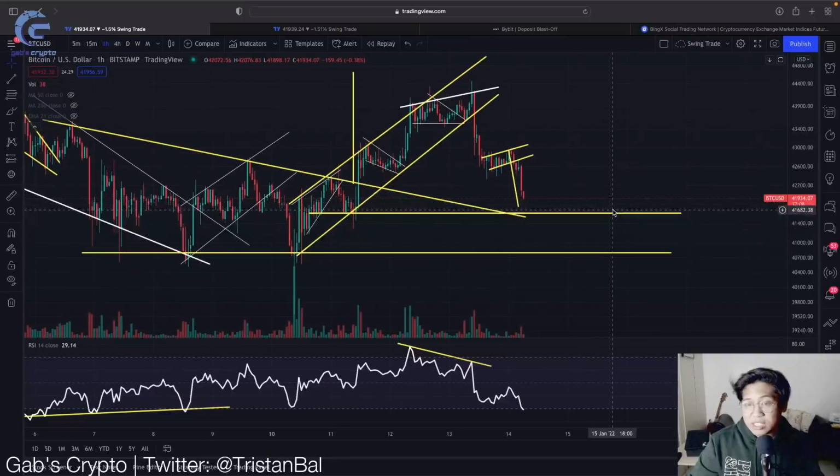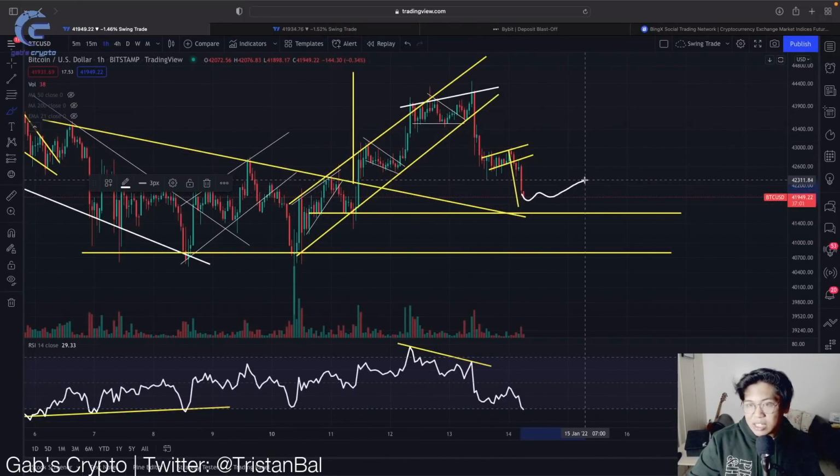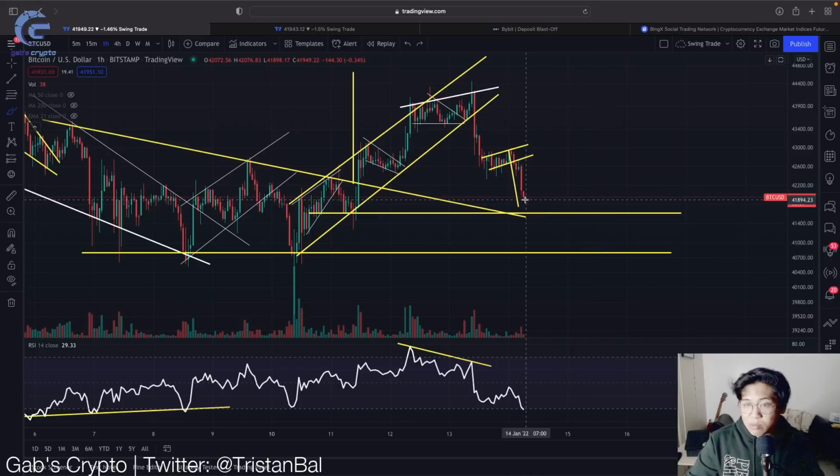But right now, what do we need to expect next? As of now, what we need to expect is a retracement and then a pullback. What could happen is, if we retrace and then have another pullback, it's possible that at the same time our RSI will increase.